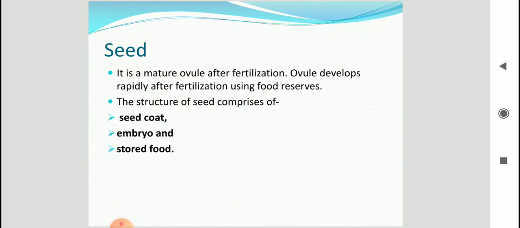detail, then we have to divide it into 3 parts. So, one seed can be divided into 3 parts. First part is the seed coat, then embryo and food storage or stored food. Now, seed coat is the outermost covering of the seed. Seed needs protection, so for that purpose it has a protective covering.